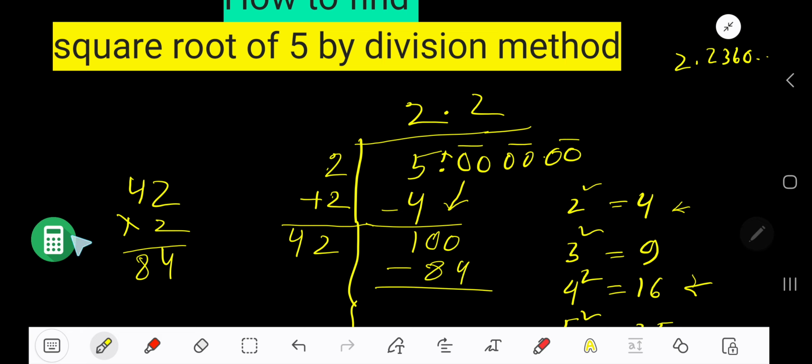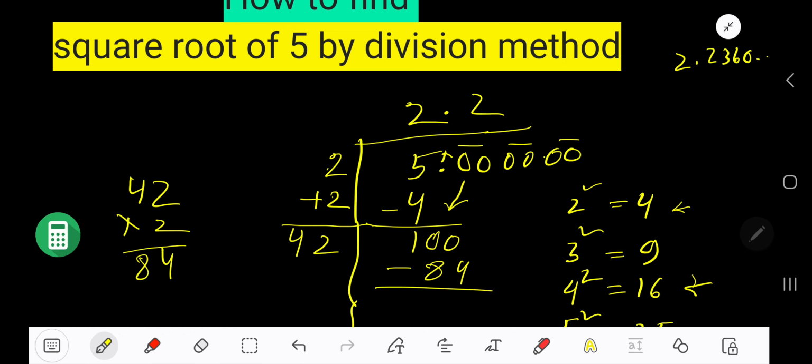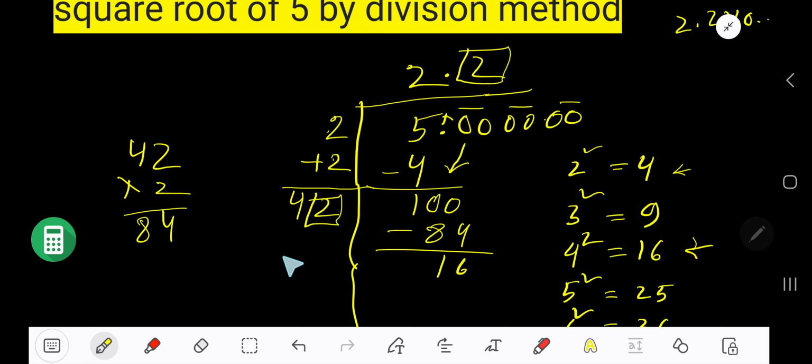Subtract, 100 minus 84, which is 16. 16 is less than the divisor 42. So our guessing number 2 is correct. Okay. Write the same digit that you have placed in the quotient and add. So we are getting 4 and here 4. So bring down the next pair.